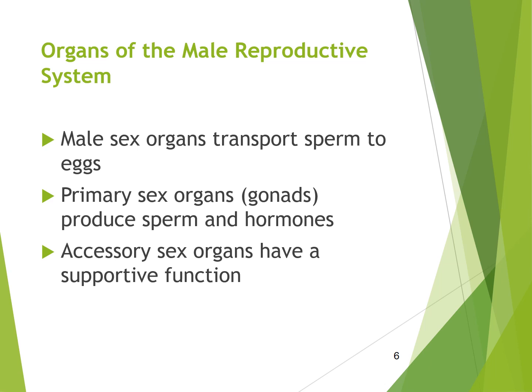The male sex organs transport sperm to the eggs. The primary sex organ, also referred to as the gonad, is the testes, which produce sperm and hormones. There are also accessory sex organs that have a supportive function.